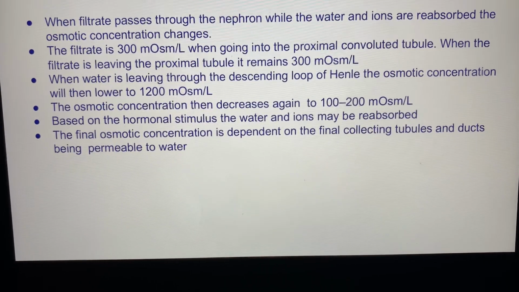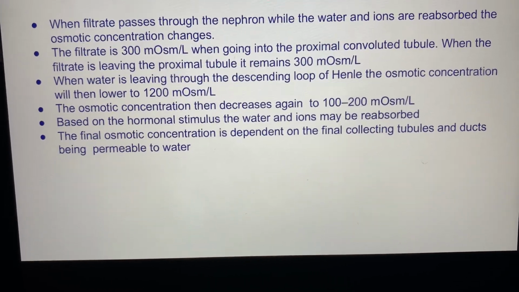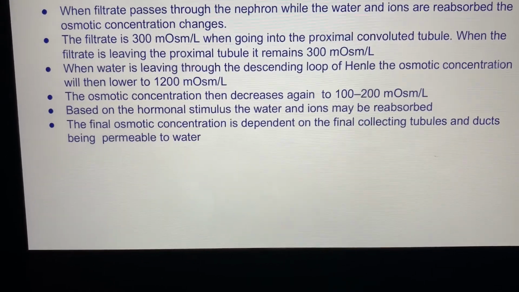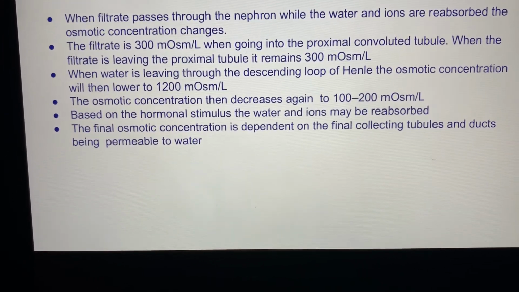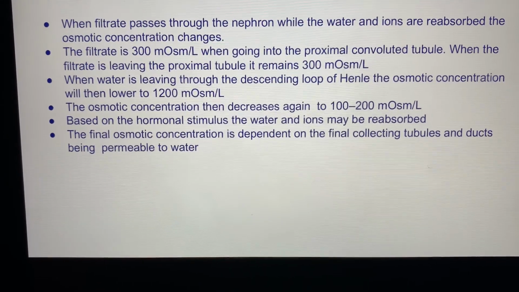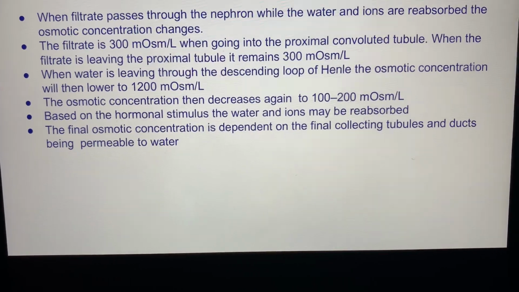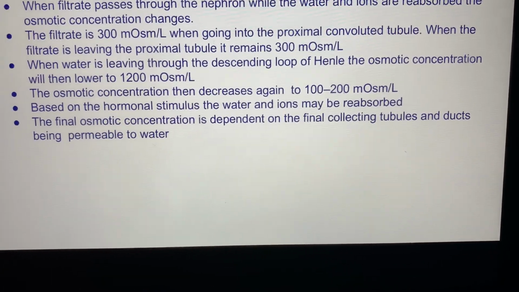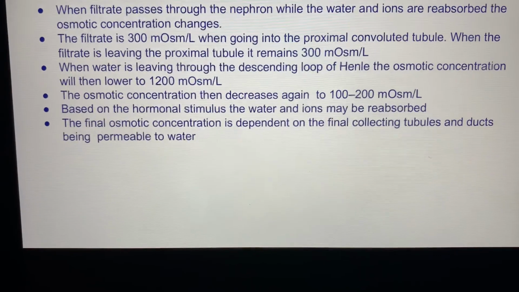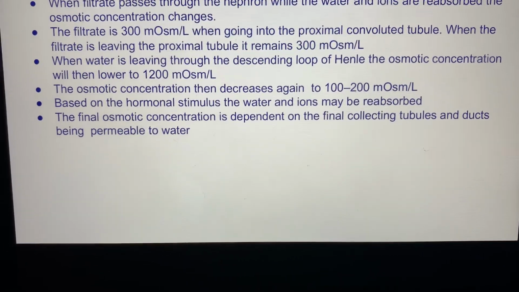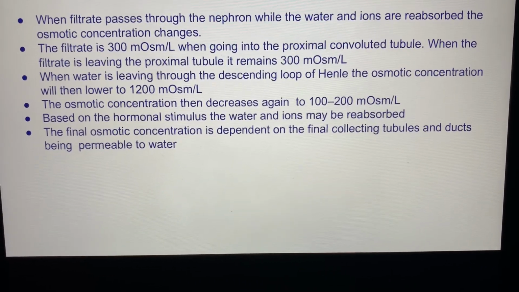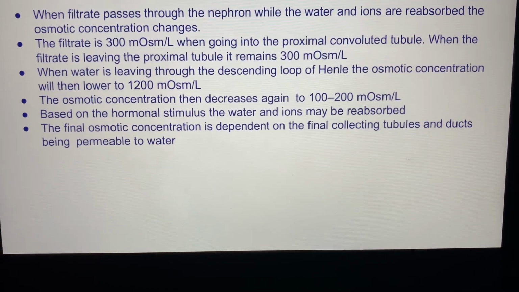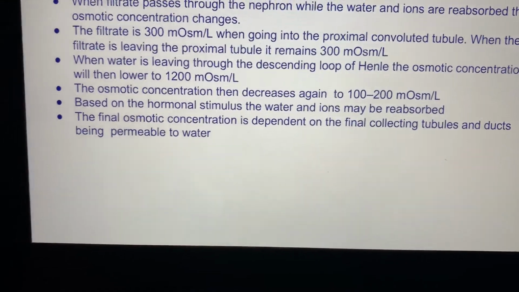However, when the water is leaving through the descending loop of Henle, the osmotic concentration will then rise to 1200 osmoles of solute per liter. The osmotic concentration then decreases again to 100 to 200 osmoles per liter. Based on hormonal stimulus, the water and ions may be reabsorbed. The final osmotic concentration is dependent on the final collecting tubules and ducts being permeable to water.